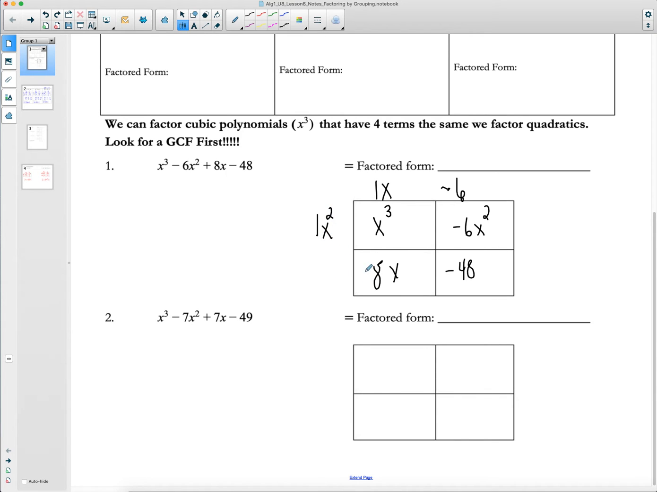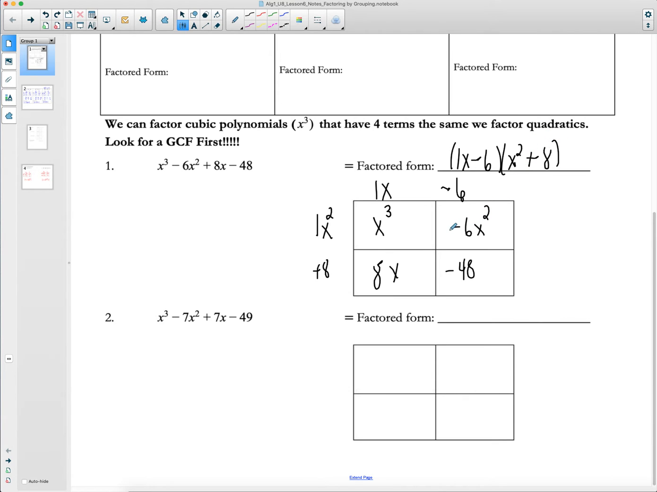All right, now we look at my second column. My GCF for 8 and negative 48 would be a positive 8. And there's no x common to this term, so I don't have to worry about that. And we're done. It is really just that simple and that direct when we have those 4 terms. All right, so we have that 1x minus 6 for our first factor, and we have that 1x squared, okay, plus 8 for our second factor.